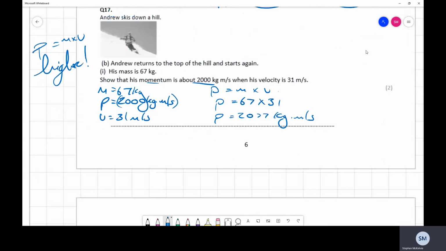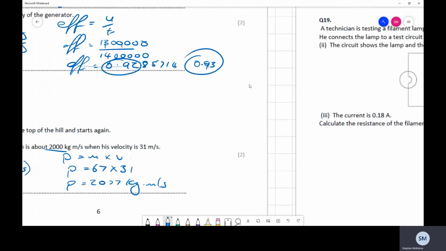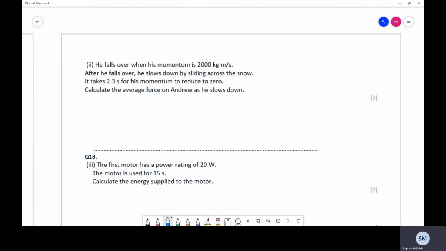I'll just skip past the page one second. Whoa. He falls over. Oh no! And when his momentum is 2,000 kilogram meters per second, after he falls over, he slows down by sliding across the snow. It takes 2.3 seconds for his momentum to reduce to zero. Calculate the average force on Andrew as he slows down.